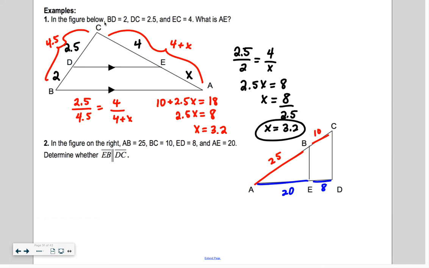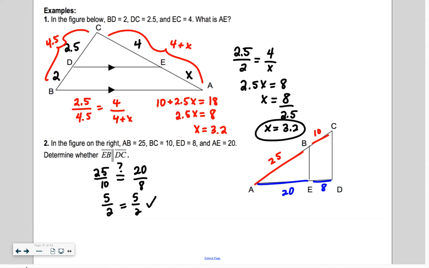So if I have 25 over 10, and if that's the same as 20 over 8, then those lines are parallel. So 25 over 10, if I divide by 5, I end up getting 5 over 2. 20 over 8, if I divide by 4, I end up getting 5 over 2, right?